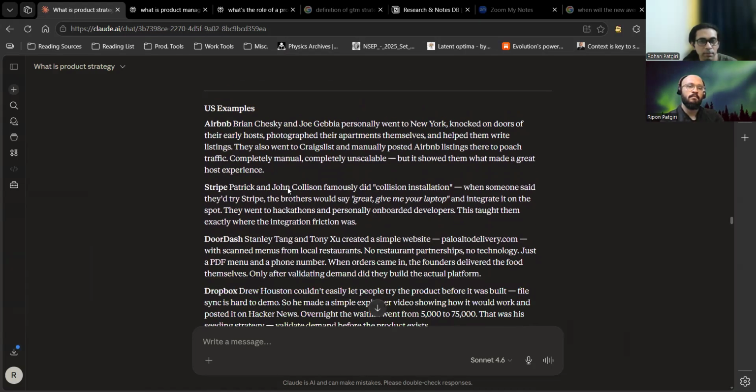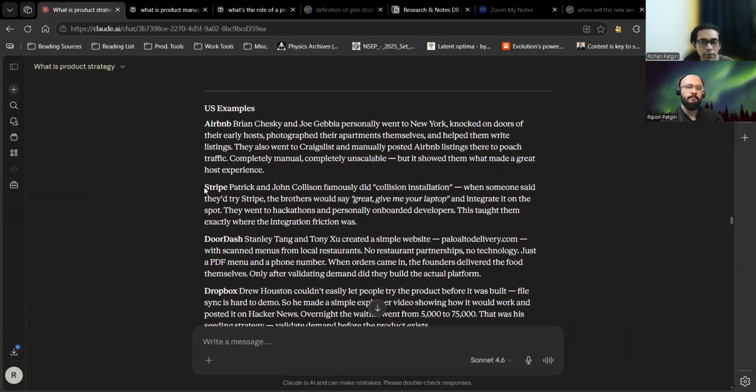Now, if you look at some American companies, I think this is similar to what Zepto did. Airbnb's co-founders personally went to New York, knocked on the doors of their early hosts, photographed their apartments themselves, and helped them write listings. So they were physically present there, doing it on a personal level to get the initial customers. That's how you get to customers to test product market fit.